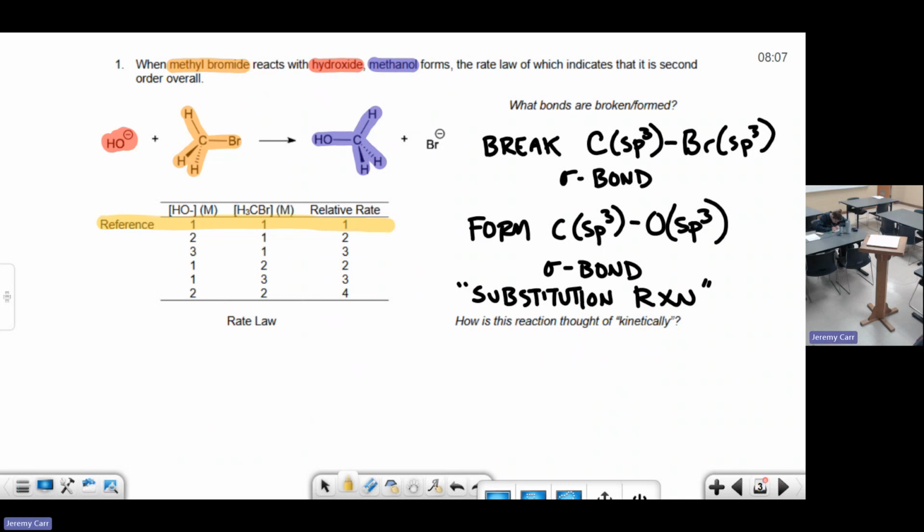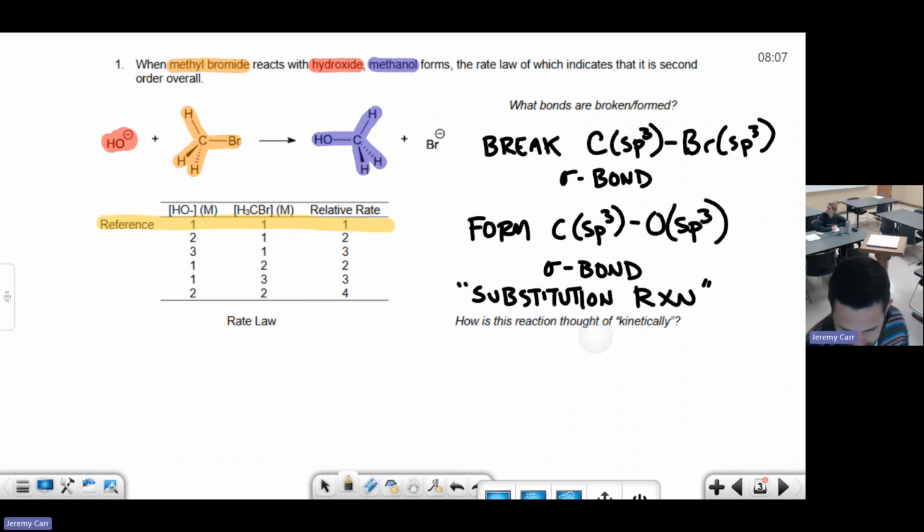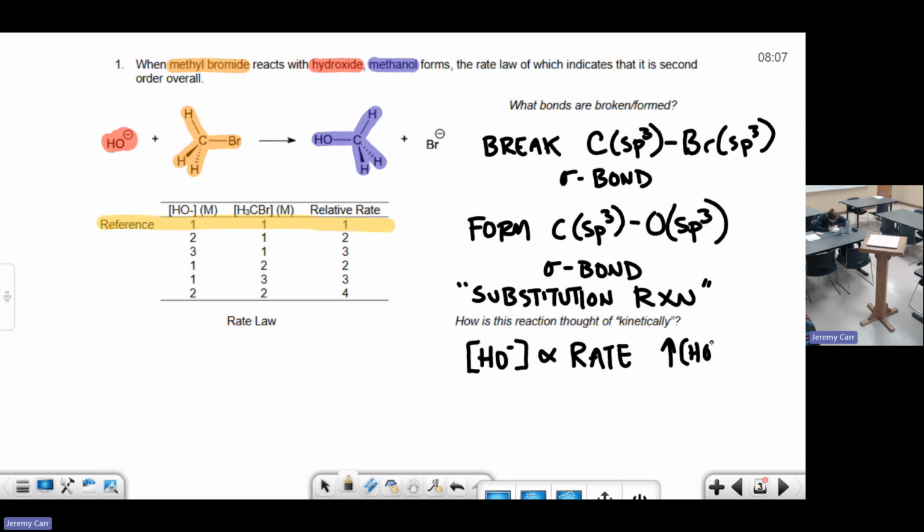So what is this telling us right here? It's telling us a couple of different things. Kinetically, we know that the concentration of HO minus is proportional to the rate. What does that mean? As I increase the concentration of HO minus, I necessarily increase the rate.